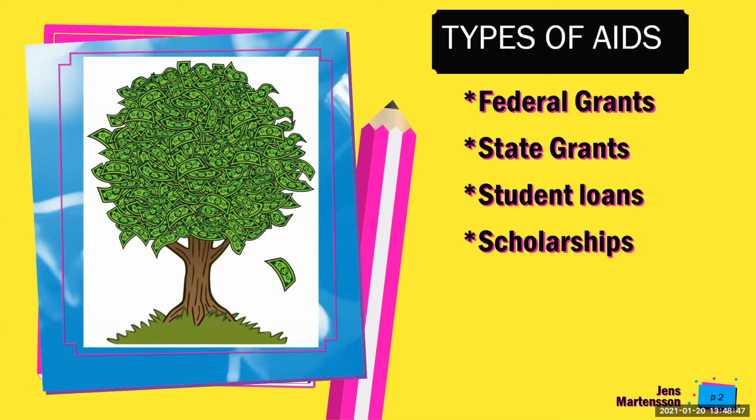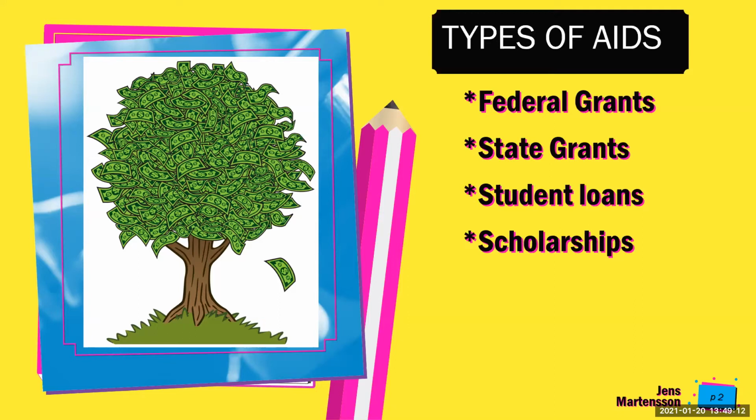So there are different types of aid available. There are federal grants, state grants, student loans, and scholarships. Everything on this list is basically free money except student loans. Student loans you do have to pay back. We discourage you from getting student loans unless you really need them.